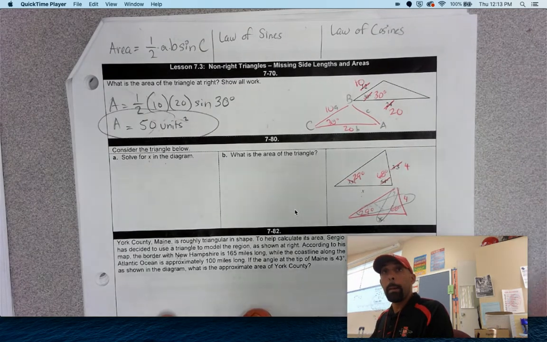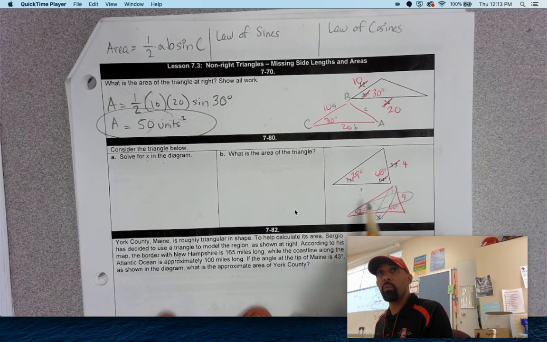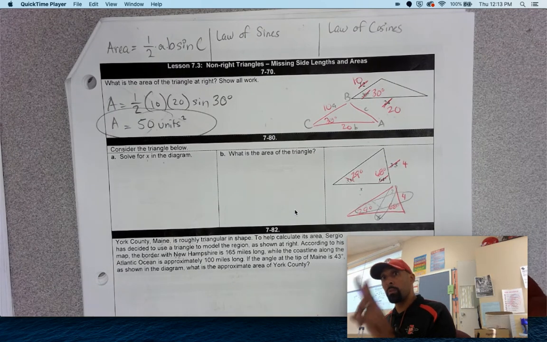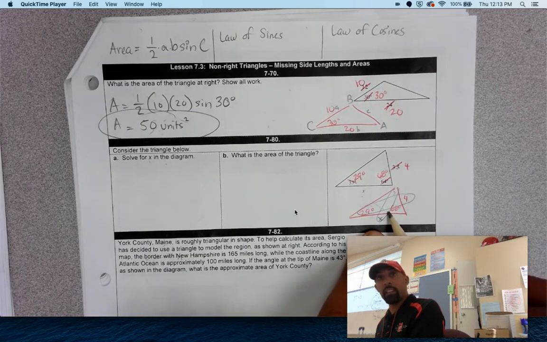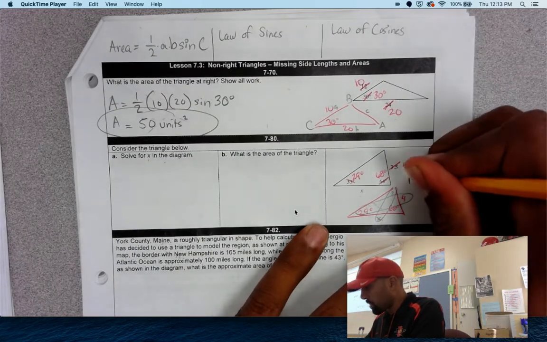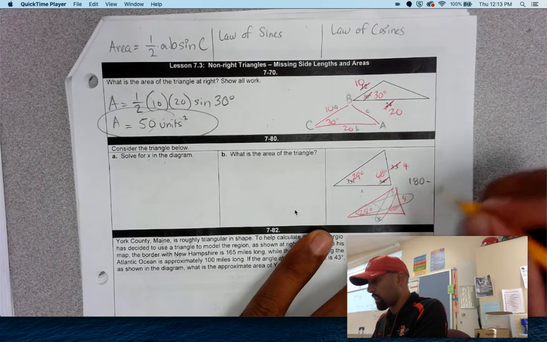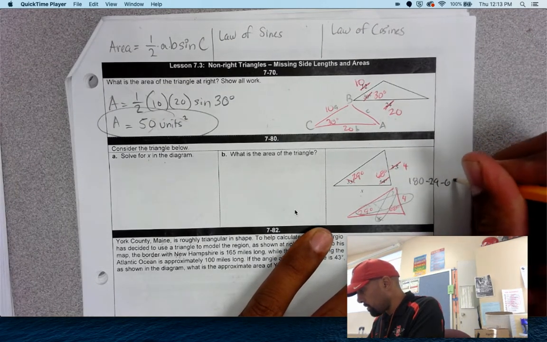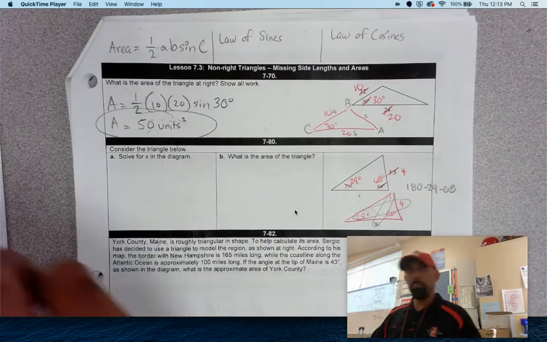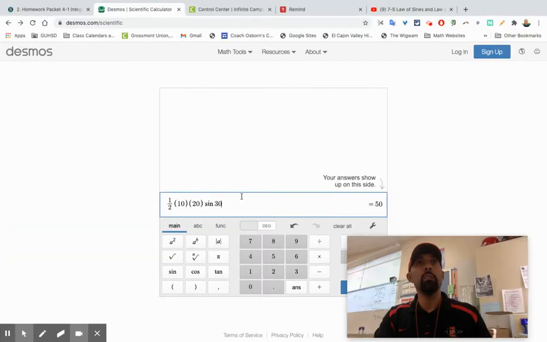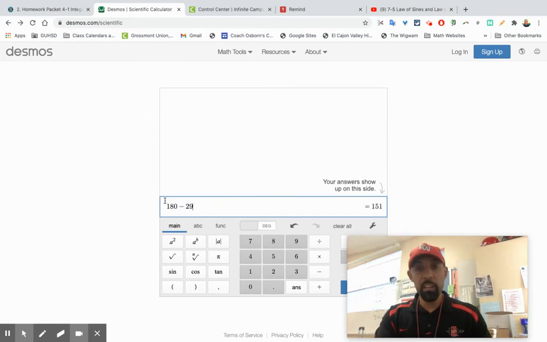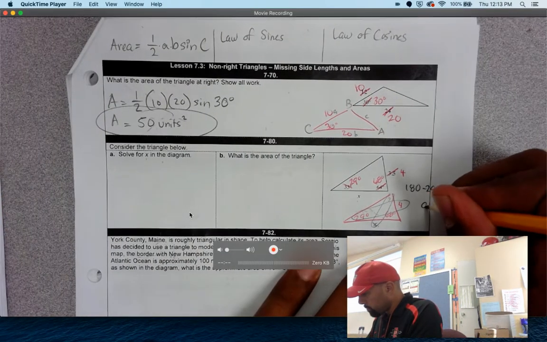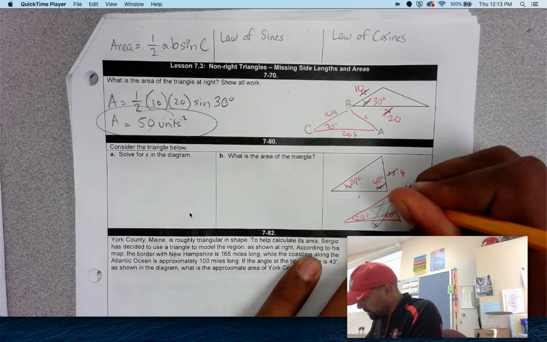We don't have it. But if you notice, we have two angles in the triangle. So if I have two angles, I can find the third. So what I'm going to have to do first is find that third angle. Okay, so I'm going to use the triangle sum theorem and just basically subtract these two angles from 180. And that will give me that third angle that I'm looking for. So 180 minus 29 minus 68, 83 degrees. That's that angle right there.